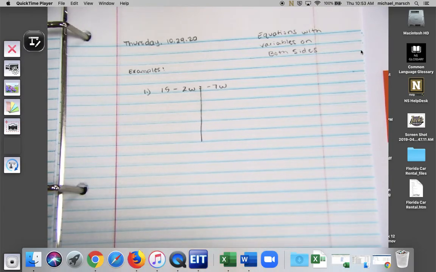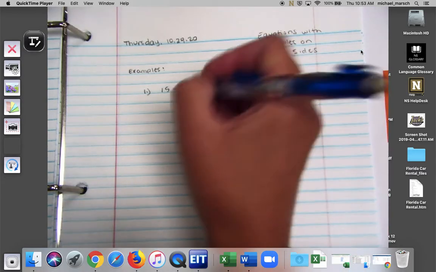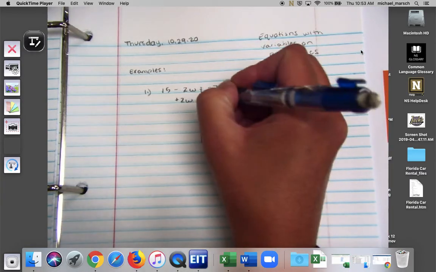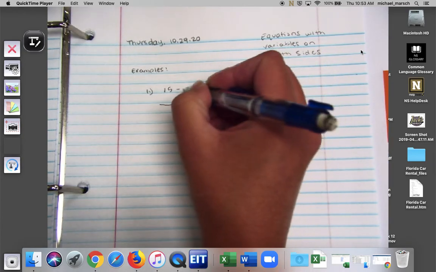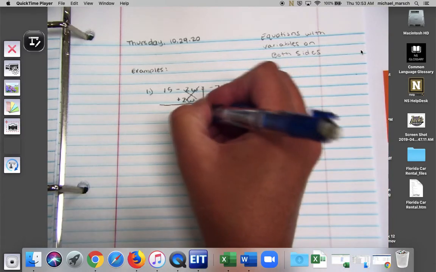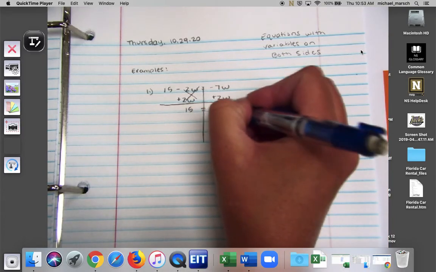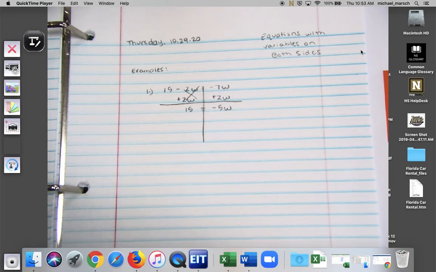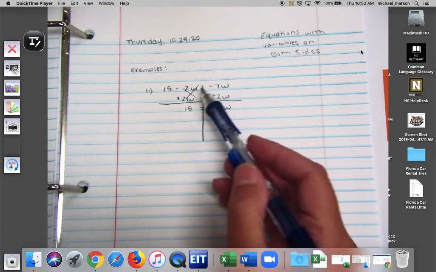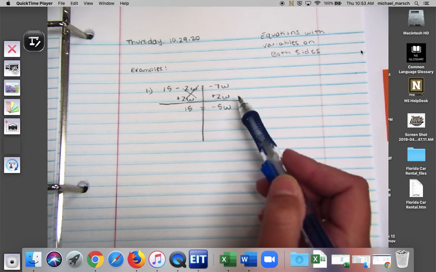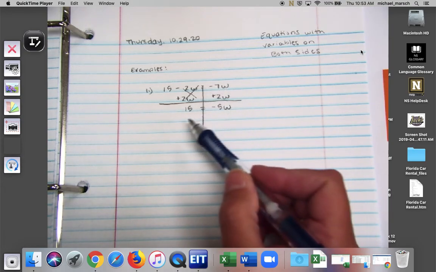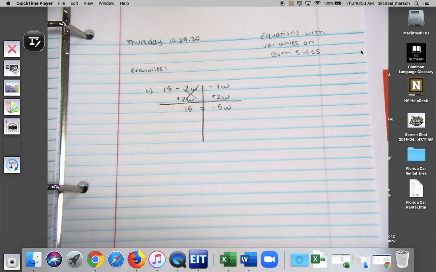You add them together. I'm going to use my inverse operations and add. So I have to add 2W to both sides. So now I've got 15 equals negative 5W. Because I got rid of it over here, I also have to balance it out and get rid of it over here, right? So now I just have a one-step equation left. What will be my final step to solving this?